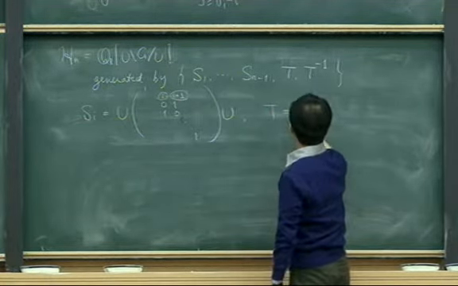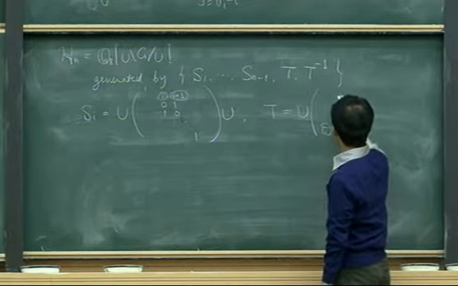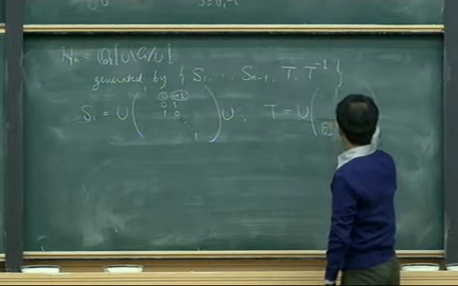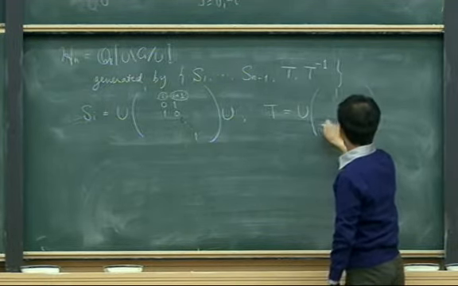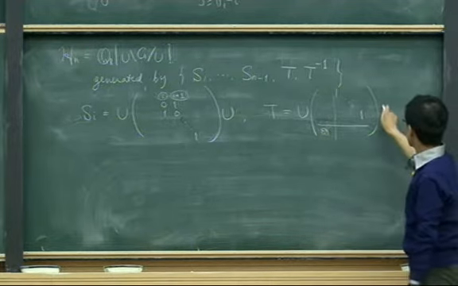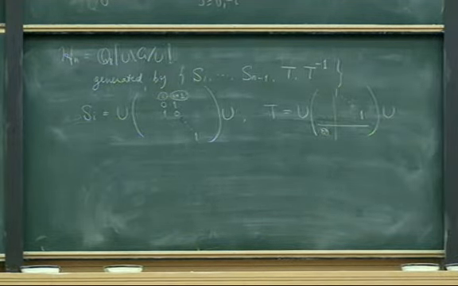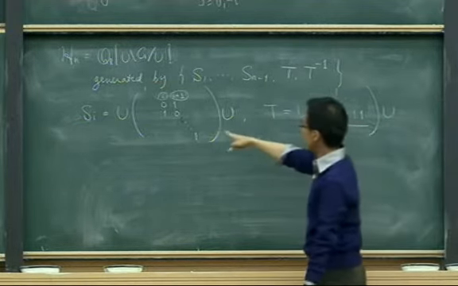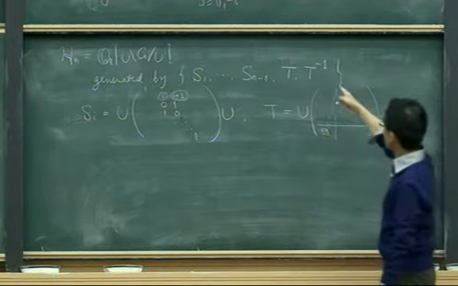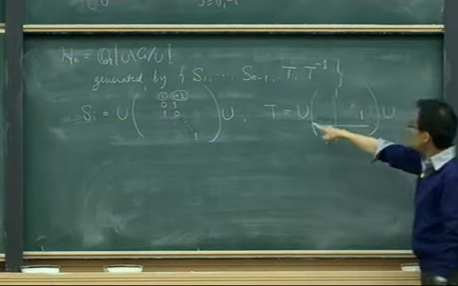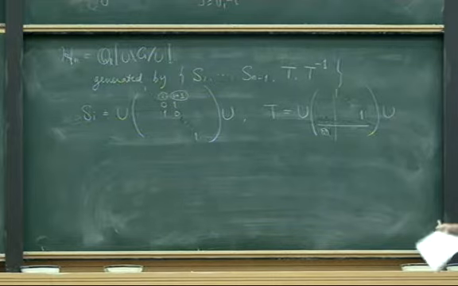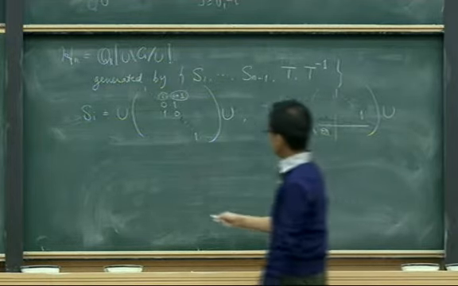T looks like that. This normalizes U actually. This element normalizes U and normalizes Sn as well. So T inverse is just the double coset of the inverse of this. This is called the Iwahori-Matsumoto presentation. That's one way to understand Hn.